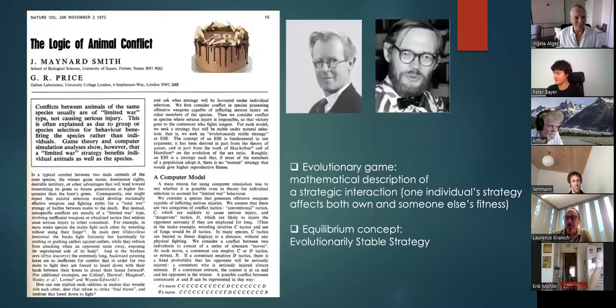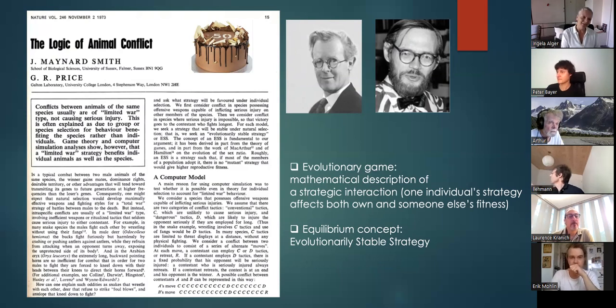Of course, it will have escaped nobody that this year marks the 50th anniversary of the birth of evolutionary game theory. So an evolutionary game is what? It's a mathematical description of a strategic interaction, namely a situation where one individual's strategy affects both their own and someone else's fitness. The question of interest is, which strategy should evolution by natural selection give rise to? Maynard Smith and Price proposed the equilibrium concept of an evolutionarily stable strategy, or ESS for short, to analyze this question.